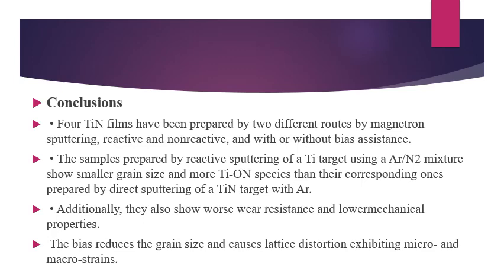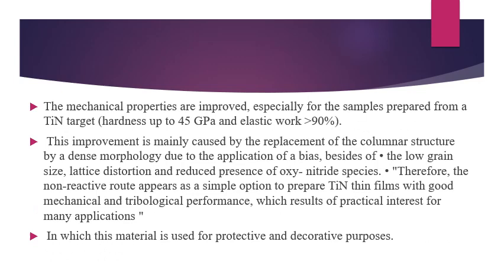The sample prepared by reactive sputtering of the titanium target using an argon-nitrogen mixture shows small grain size and more titanium oxynitride species than the corresponding sample prepared by direct sputtering of the titanium nitride target with argon. Additionally, they also show worse wear resistance and lower chemical properties. The bias reduces the grain size and causes lattice distortions, exhibiting micro and macro strain. Mechanical properties are improved, especially for the samples prepared from a titanium nitride target.